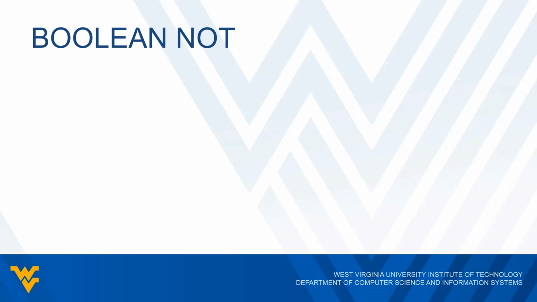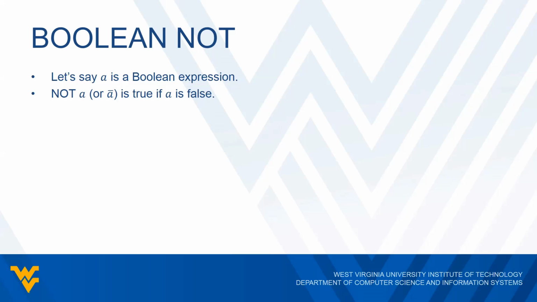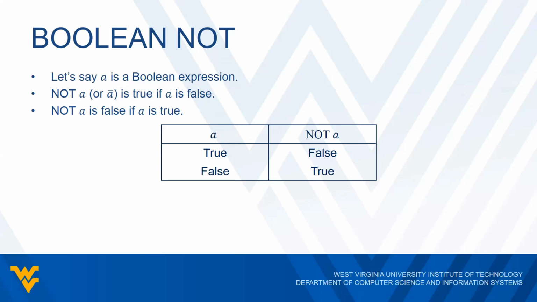We'll now take a look at the Boolean NOT operation. For this one, let's say we have an expression a. So a is our Boolean expression. And we denote this as not a, or just a with a bar over it. We say this is true if a is false, and not a is false if a is true. So notice here that we don't have two Boolean expressions. The NOT operation only applies to a single Boolean expression. So here's the truth table for it. If a is true, not a is going to be false. And if a is false, not a is going to be true.